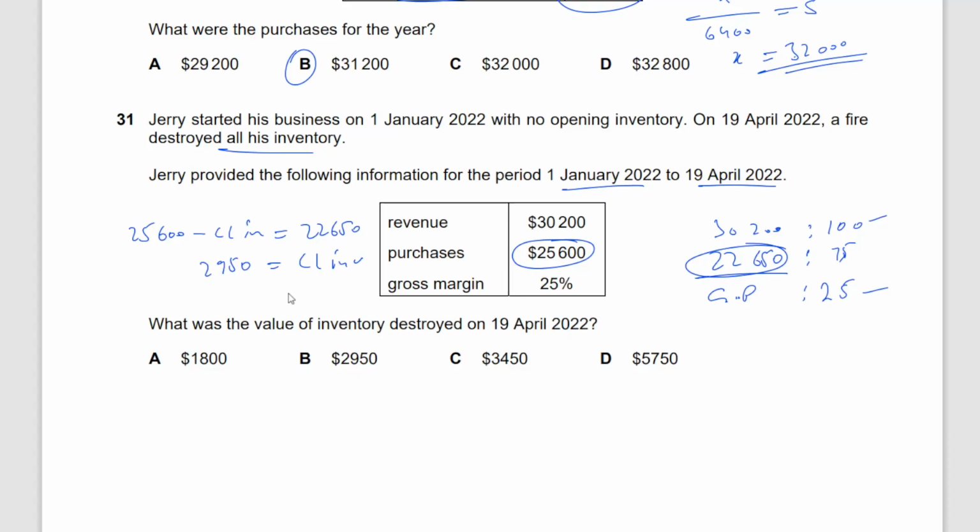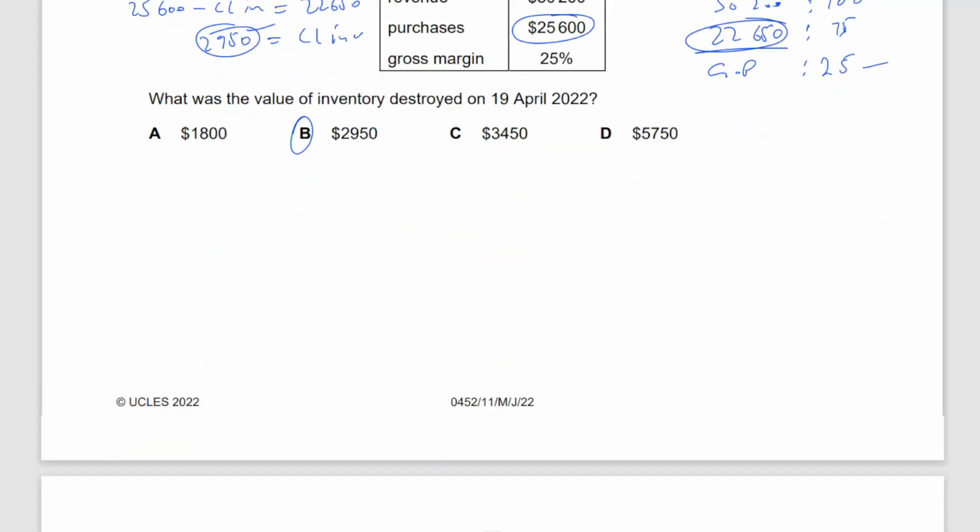But in this case, all his inventory was destroyed. It means this was destroyed, which could have been the closing inventory. Hope you all got that. I know it's a bit confusing, but you need to know this margin markup thing. With that, we got the closing inventory. And once we got to know the closing inventory, but it says everything was destroyed. Well, 2,950 was destroyed. Let's keep moving.